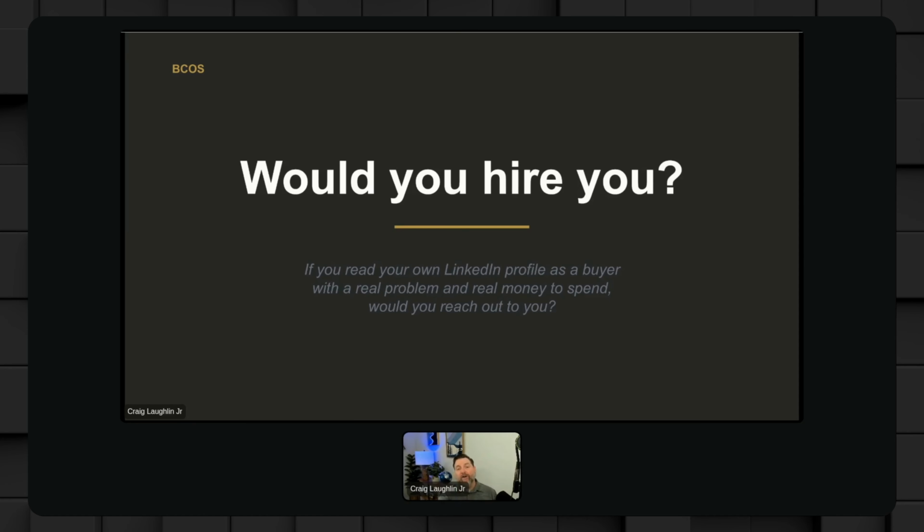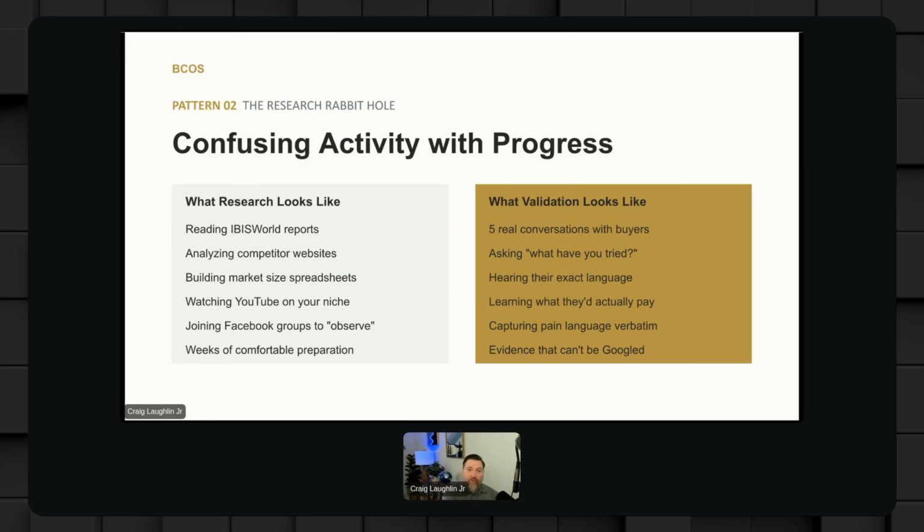Would you hire you? Pattern 2, the research rabbit hole. Anybody? This one is sneaky because it disguises procrastination as preparation. So here's what it looks like. A coach decides they're going to do their homework, right? They're going to do their homework on the niche before committing. Sounds responsible. Sounds like the smart play.